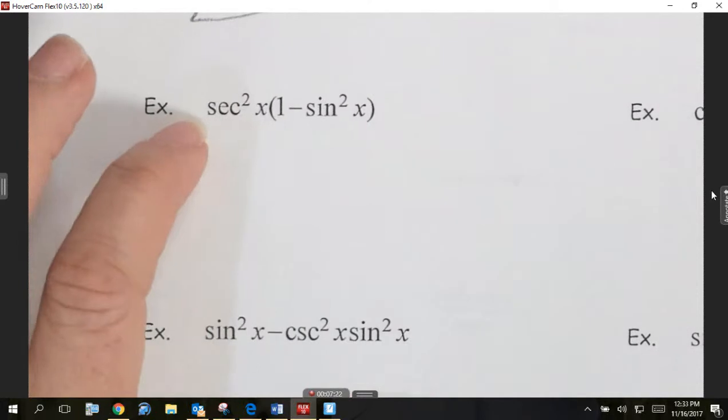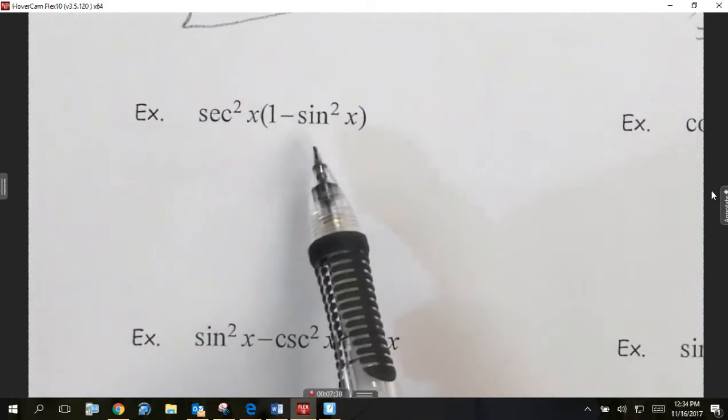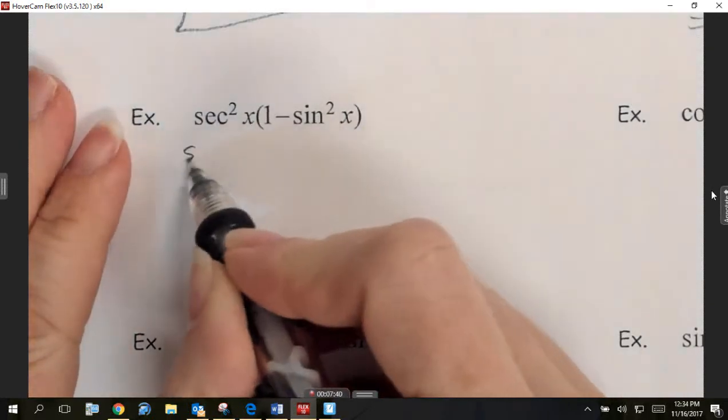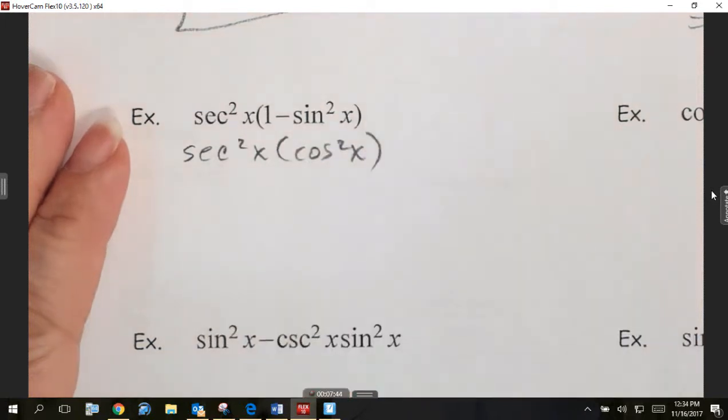Next one is secant squared x multiplied by 1 minus sine squared x. There are different ways of doing this. Does everybody have anything that any of the stuff is equal to? Rachel? 1 minus sine squared x equals cosine squared x. Okay, so then I have secant squared x times cosine squared x.